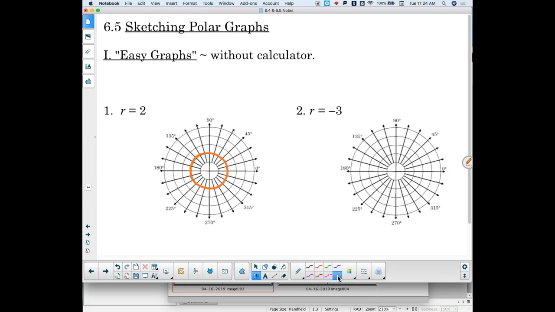Yeah, exactly. Okay. On R equals 2, I started here, and I went that way around. On R equals negative 3, I would actually start here, but I would still go that way, counterclockwise, around. It just has a different starting point. Okay? Just so you know. Good to go there.